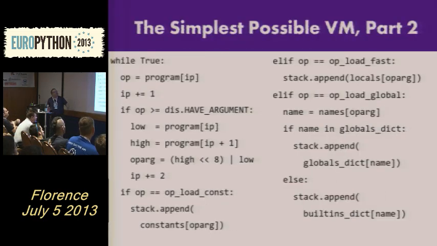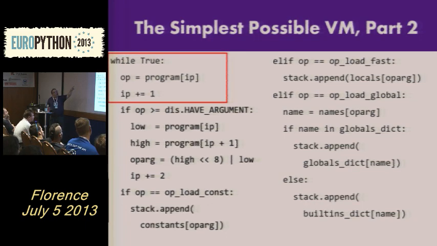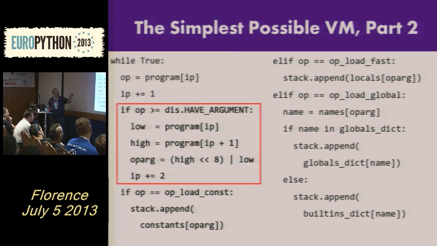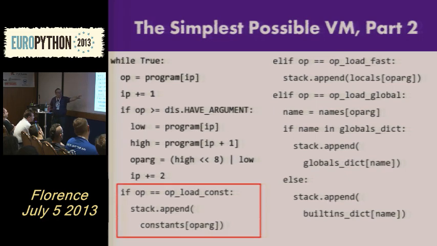Page 2. This is our big while loop. This is going to iterate forever. So we pull out the current instruction at the current instruction pointer, and we increment by 1. If we have an argument, I pull out the op-arg, I reassemble it, and I advance by 2 more. The rest of the entire function, all it's going to be is these if op double equals statements. All we're going to do for the rest of the function is handling individual opcodes.